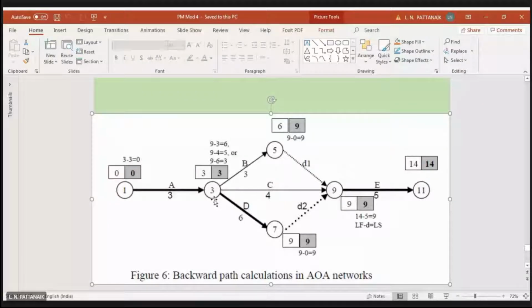In the forward pass, you have taken the maximum value whenever you have some alternatives, means more than one arrow. But in backward pass, we have to take the minimum value. Rest of the things are same, no change. तो very simply you can proceed.